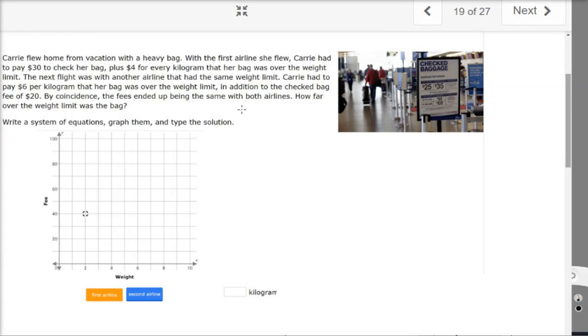Okay, for slide number 19, Carrie flew on vacation with a heavy bag. With the first airline she flew, Carrie had to pay $30 to check her bag plus $4 for every kilogram that her bag was over the weight limit. So all of these are going to have a linear equation. Linear equations you're going to write in slope-intercept form. M is going to be the rate of change, X is going to be how many, and B is the initial value. So all these have this form, just like we've been practicing.